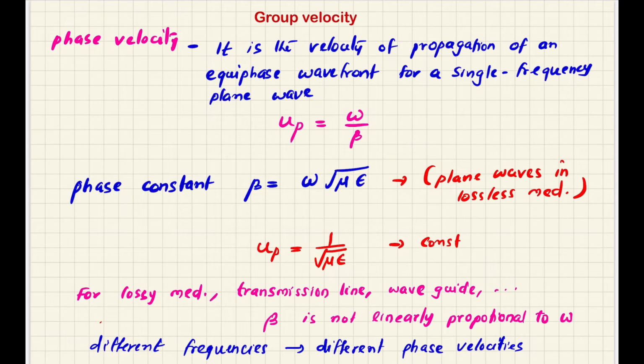Now, the phase constant for a lossless medium is proportional to omega, the angular frequency. But this is not true in general. Since the phase constant is linearly proportional to omega in the case of a lossless medium, the phase velocity will also be constant. It depends only on the permeability and permittivity of the medium. But in many cases the phase constant is not linearly proportional to omega.